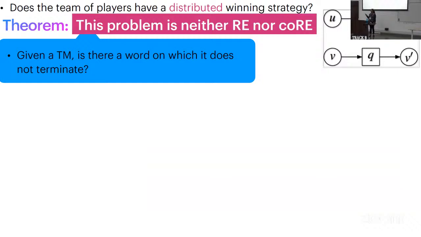How much time do I have? Okay. So this is the problem that we are after.